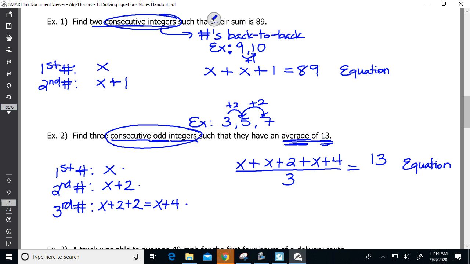Now from there you would combine like terms, multiply the 3 to the other side, finish simplifying, and you get your answer. So again, we're not going to solve it. I'll put that in Google Classroom for those of you who wish to see it. Any questions on the setup to example 2?